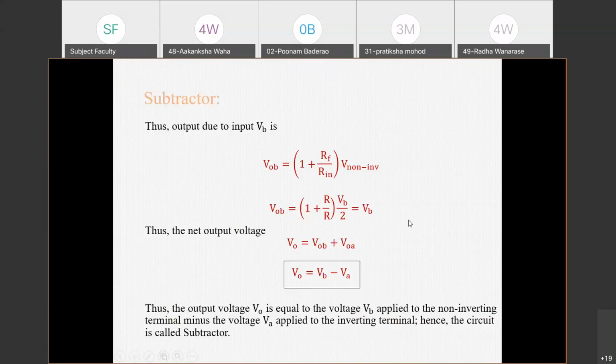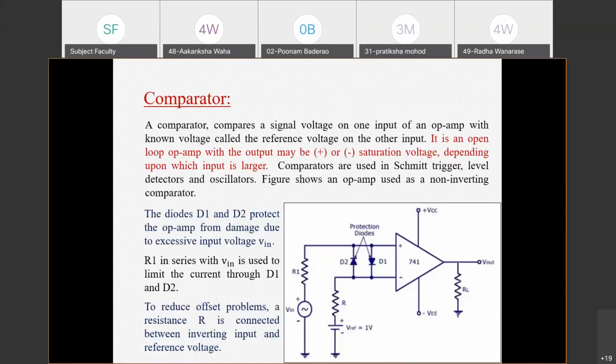Now one very small topic is remaining, that is the comparator, op-amp as a comparator. This is the last topic of your unit number 2.